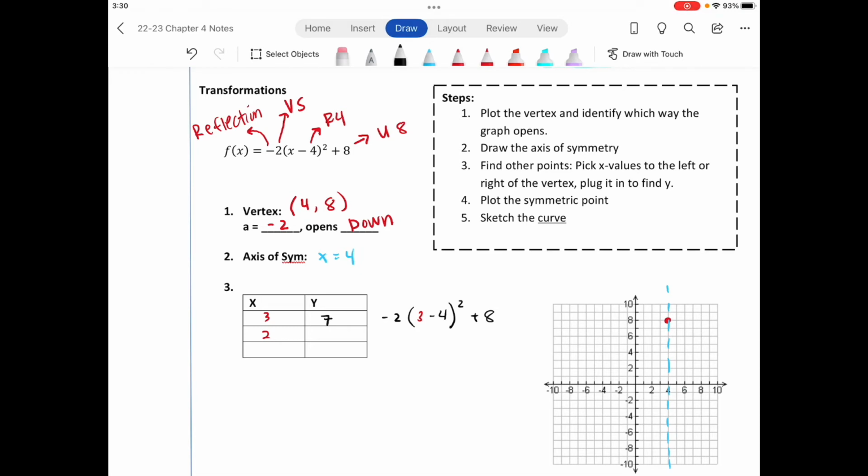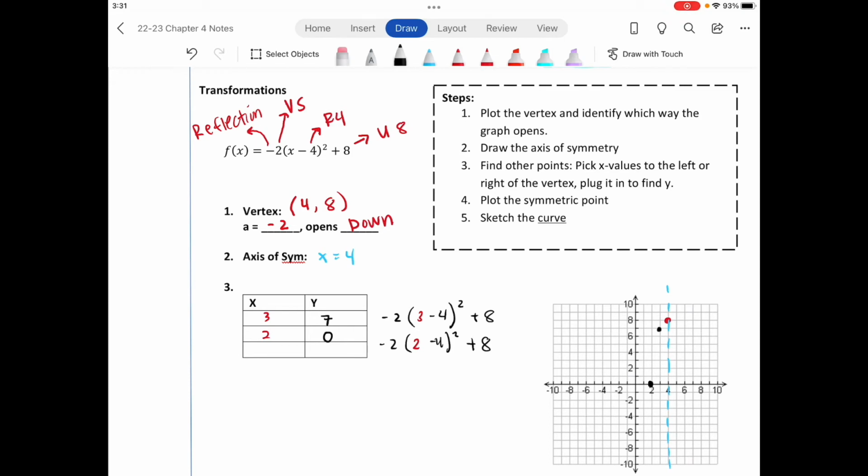We'll do the same thing with our other x value. We're going to do negative 2 times x, which is 2, minus 4 all squared, plus 8. This time we're going to get y is 0. These are the 2 points that we can now put on our graph: (3, 7) and (2, 0).